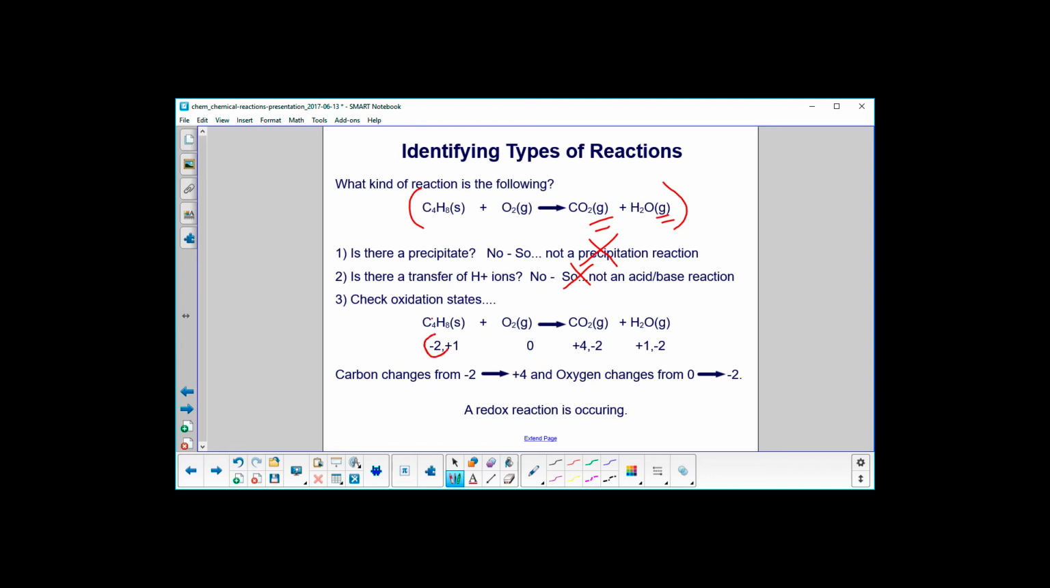So carbon goes from -2, and what do we have over here? Oxygen, 2 times a -2 is -4, which means carbon in this case is +4. So it looks like carbon is going from -2 to +4, so that's oxidation. Let's see what happens to the oxygen. It's 0 over here, then over here on the right side it's -2 in both cases, so it's being reduced. So we have an oxidation-reduction reaction.